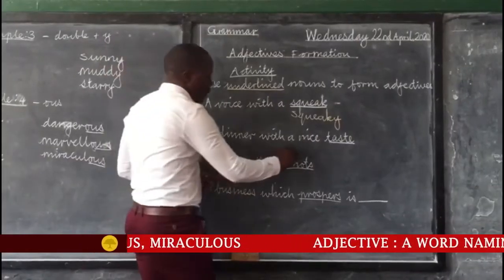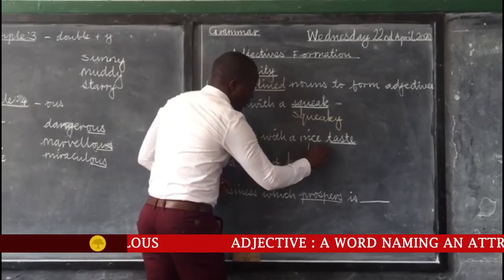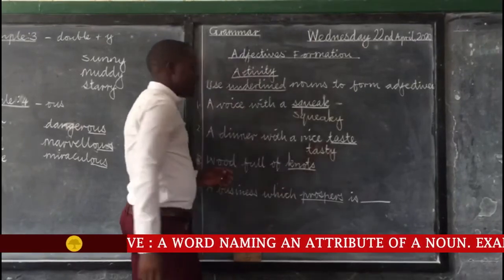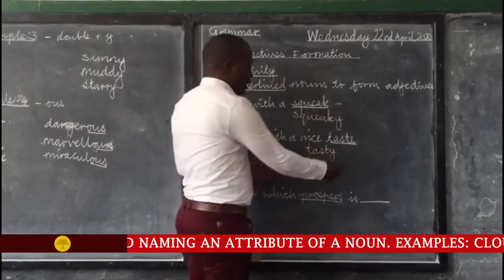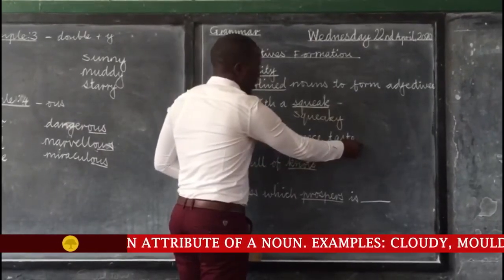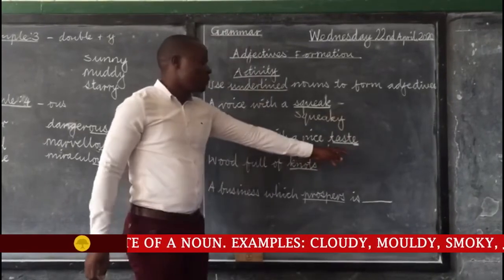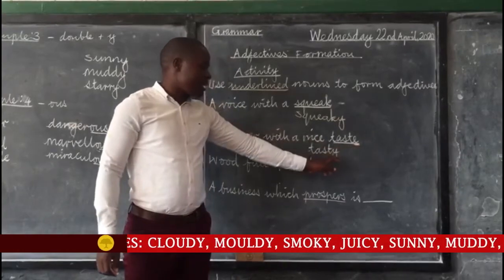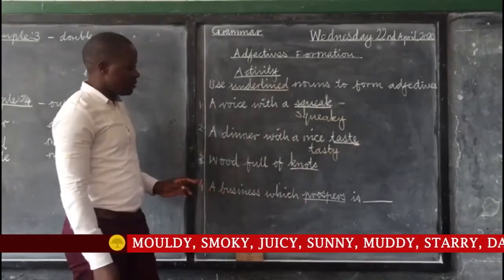Then number 2 says, a dinner with a nice taste. So this one will come out as tasty dinner. Now the word taste ends with the letter E, which is a vowel, and then this vowel is replaced by the letter Y to form an adjective.